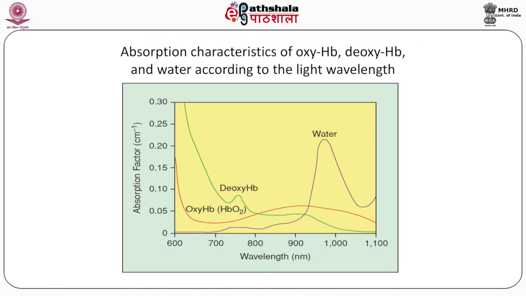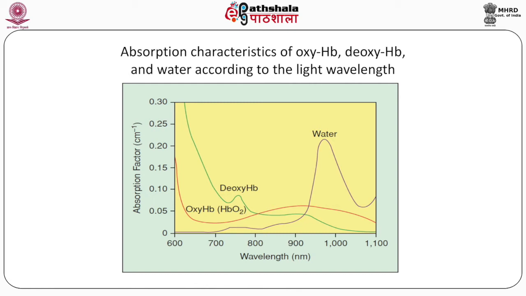This diagram is all about the absorption characteristics of oxyhemoglobin, deoxyhemoglobin and water according to the light wavelengths. On the x-axis, we can see the various wavelengths in nanometers: 600, 700, 800, 900, 1000 and 1100 nanometers. On the y-axis, there are absorption factors in reciprocal of centimeter.